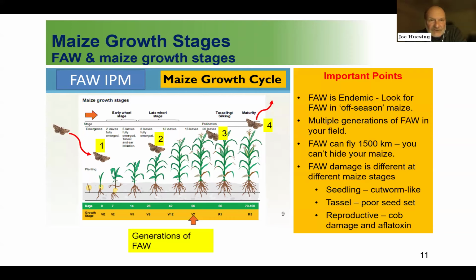So for example, the seedling stage infestations look like cutworm damage. Tassel damage is usually associated with poor seed set. And then, of course, especially for organic or sweet corn growers, the reproductive stage where you get cob damage.